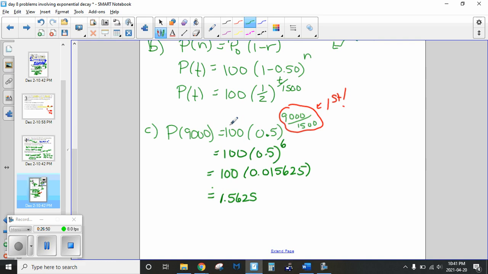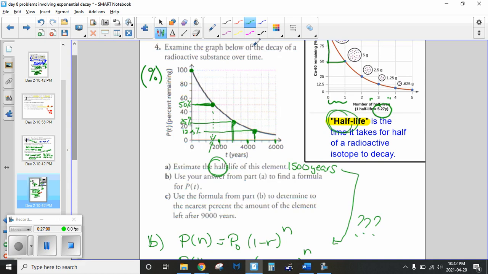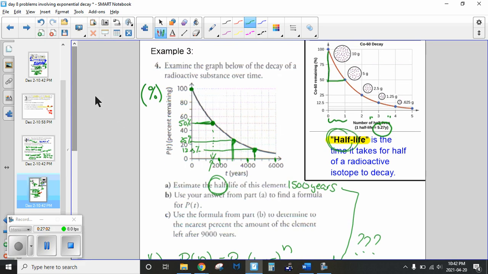So we're starting with 100%. We are finishing with only 1% after 6 decay periods. So we can look at a graph and see if that makes sense. After 1 decay period, we're down to 50%. 2 decays, we're down to 25%. 3 decays, we're down to 12.5. Oh yeah, we are down at 1.5% down there. So we're just extrapolating that a little bit farther to the 6th decay period.